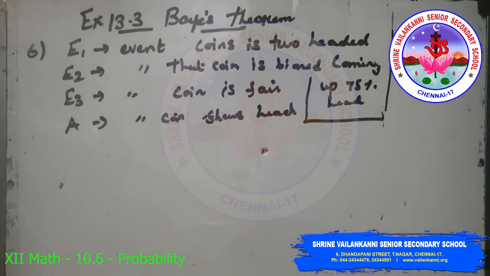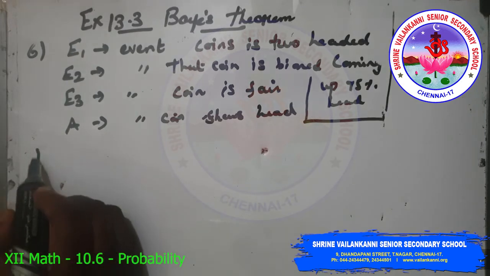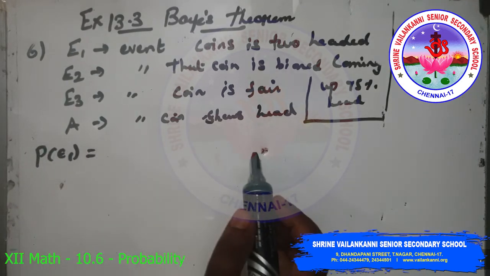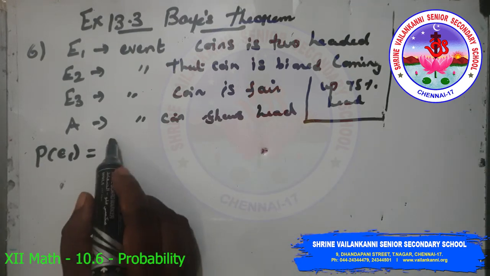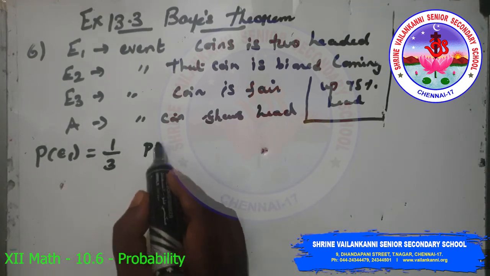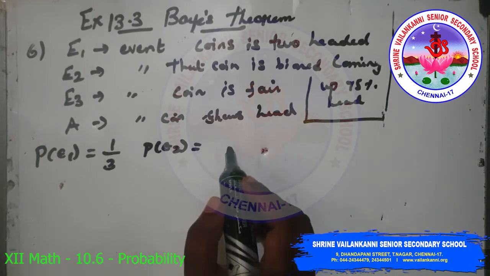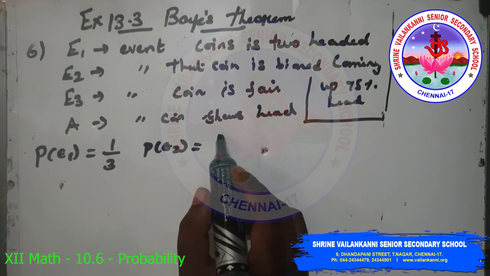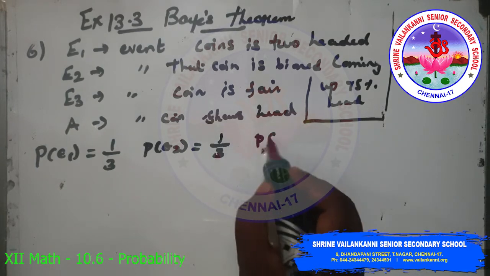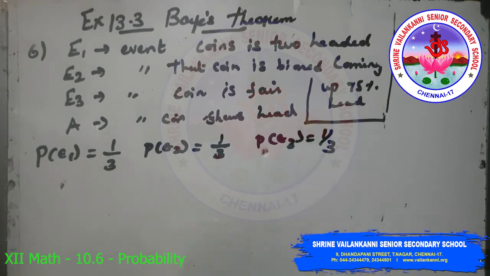So let's find P of E1. P of E1 is, a two-headed coin, so 1 by 3. Then P of E2, a biased coin coming up 75% head, is also 1 by 3. And P of E3 is also 1 by 3. Here 3 coins are tossed, so the total sample space is 3. So E1 is the event we have to get the two-headed coin, so 1 by 3, P of E2 is 1 by 3 and P of E3 is 1 by 3.